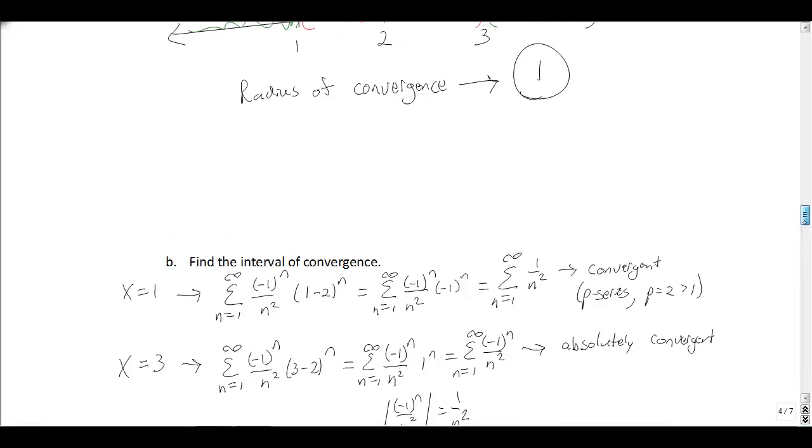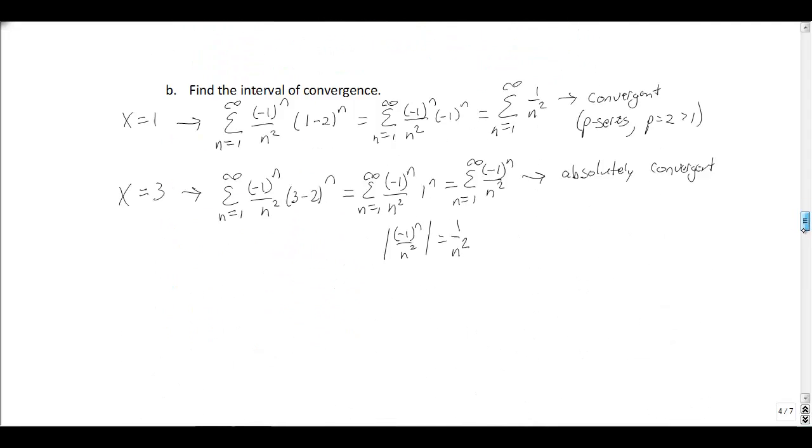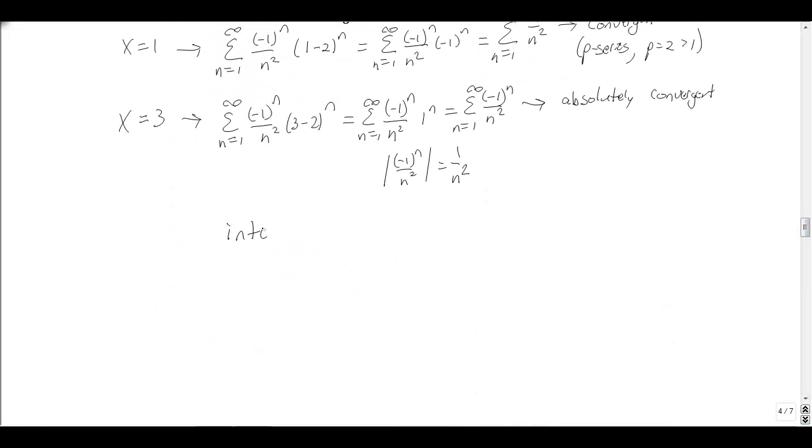And what that means is, we got convergence at x equals 1 and x equals 3. And so our interval of convergence, well, we're going from 1 to 3. Next one.